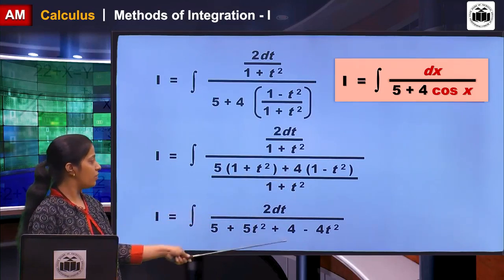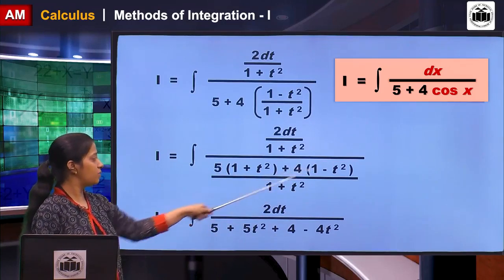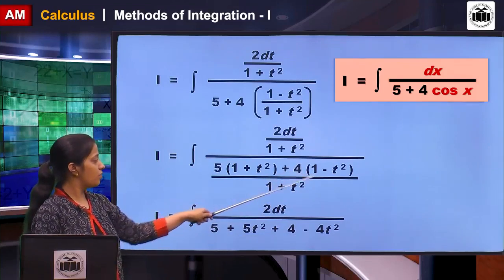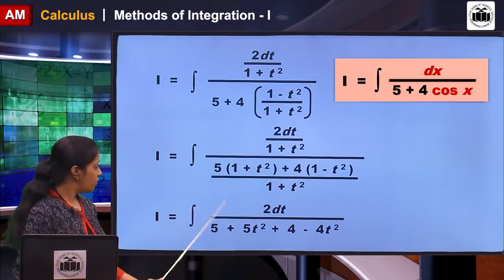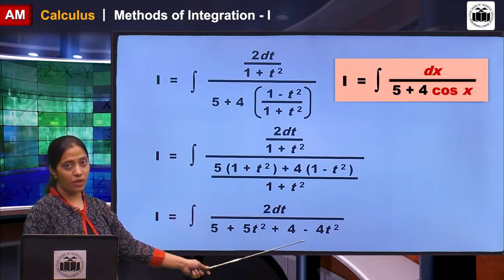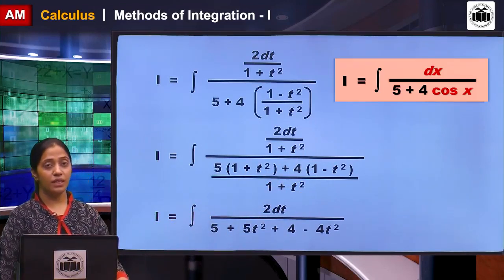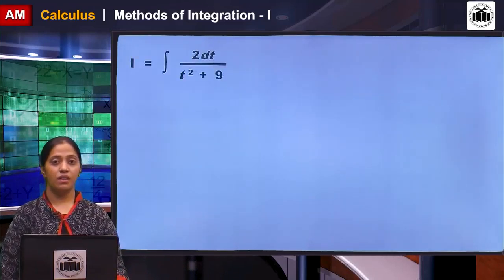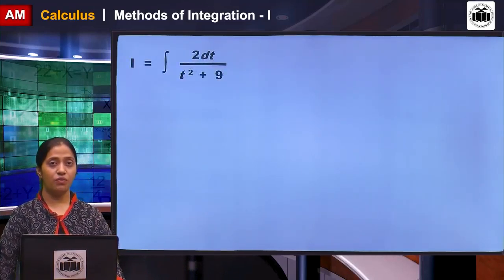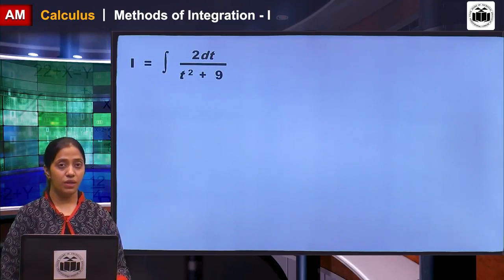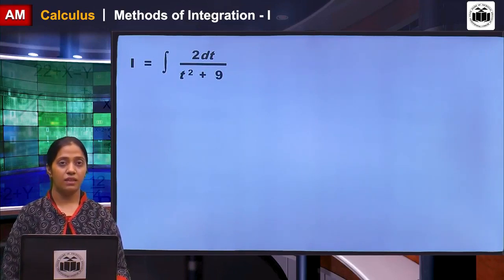4 into 1 is 4, and this is minus sign, plus into minus is minus, this is 4t square. So now t square you have to collect at one side, and 5 plus 4 that is a constant. So what is the denominator simplification? I is equal to integration of 2 dt upon t square plus 9.